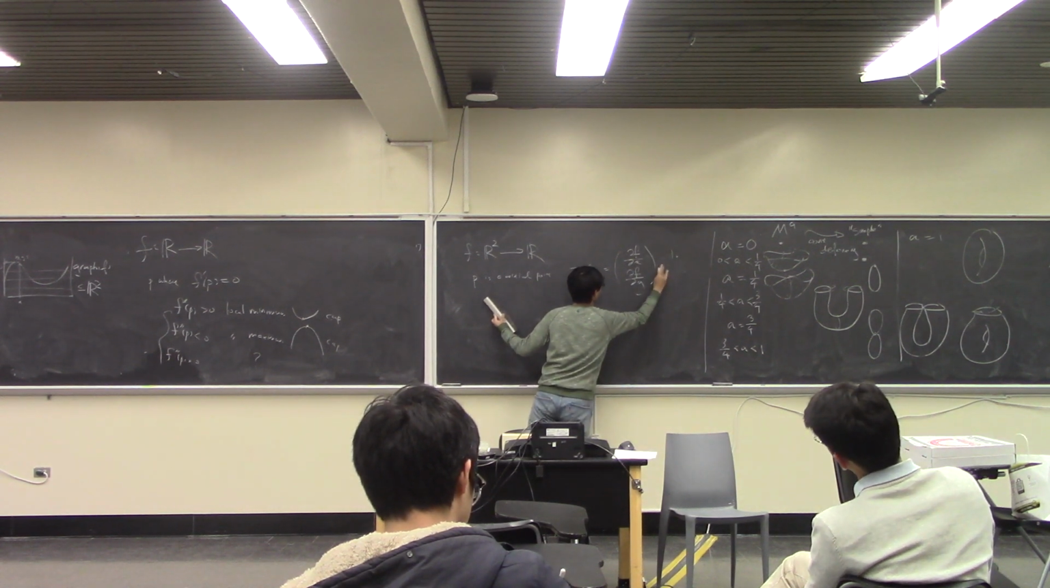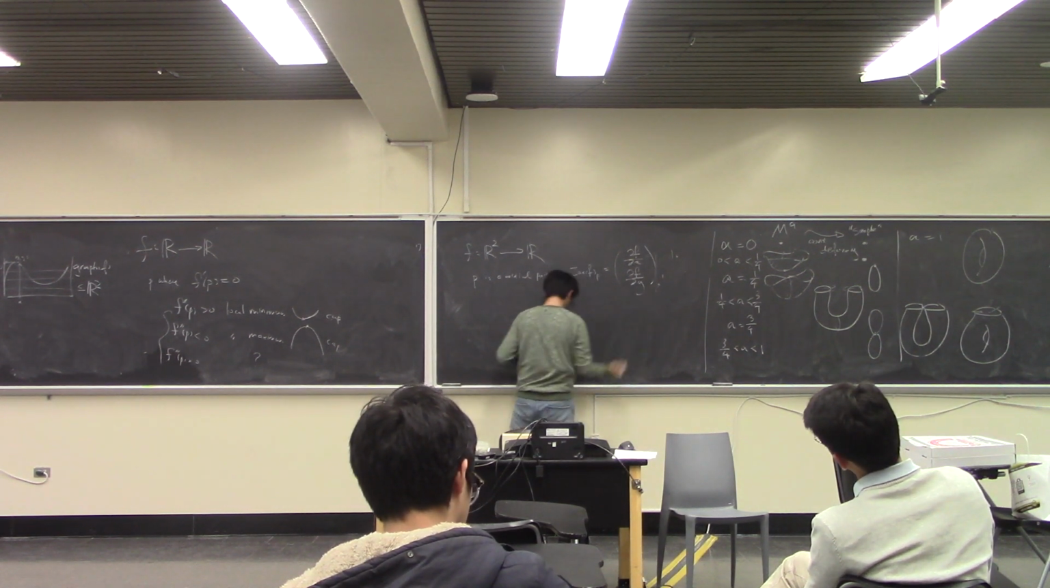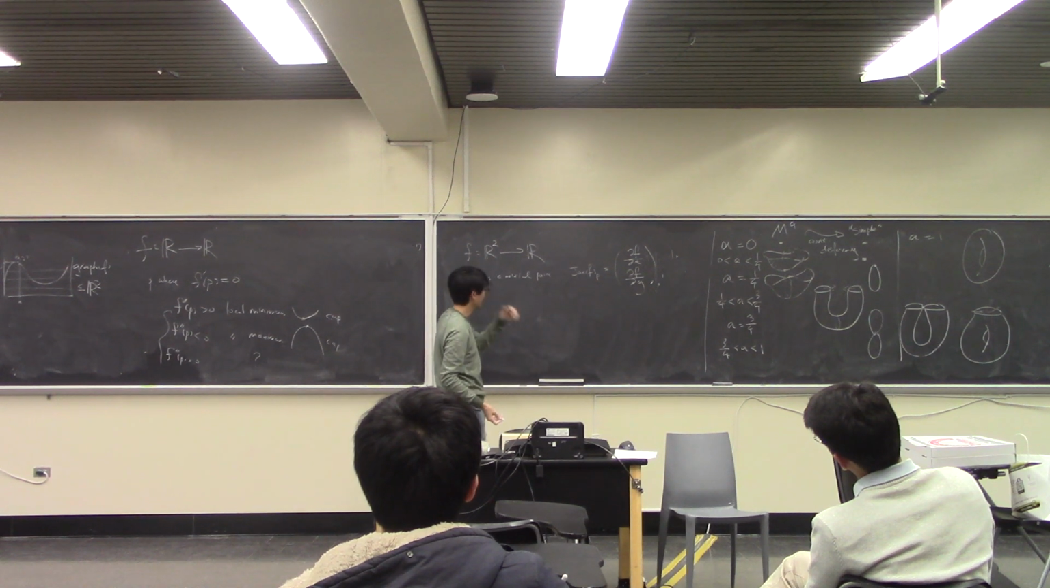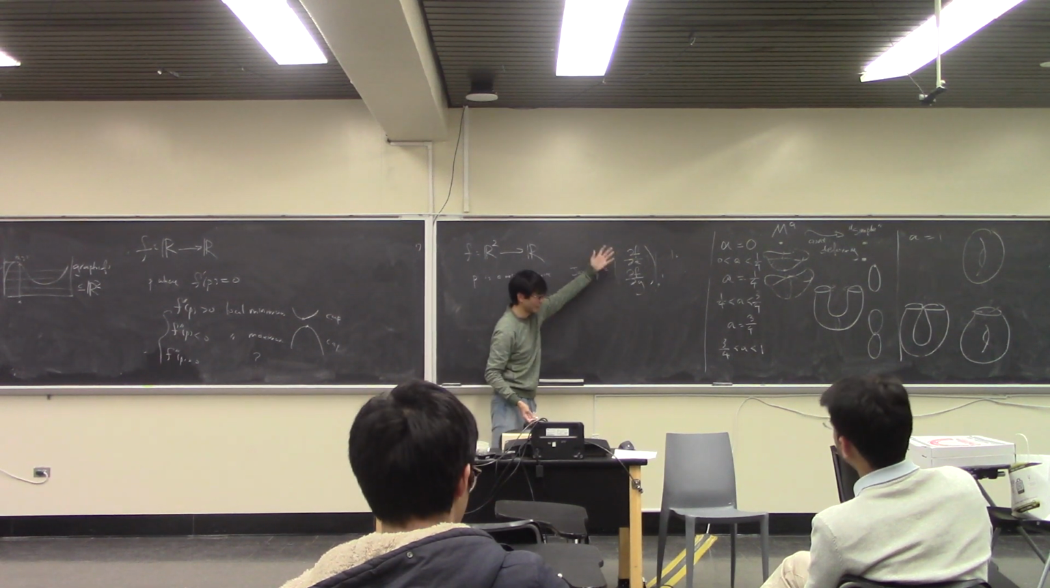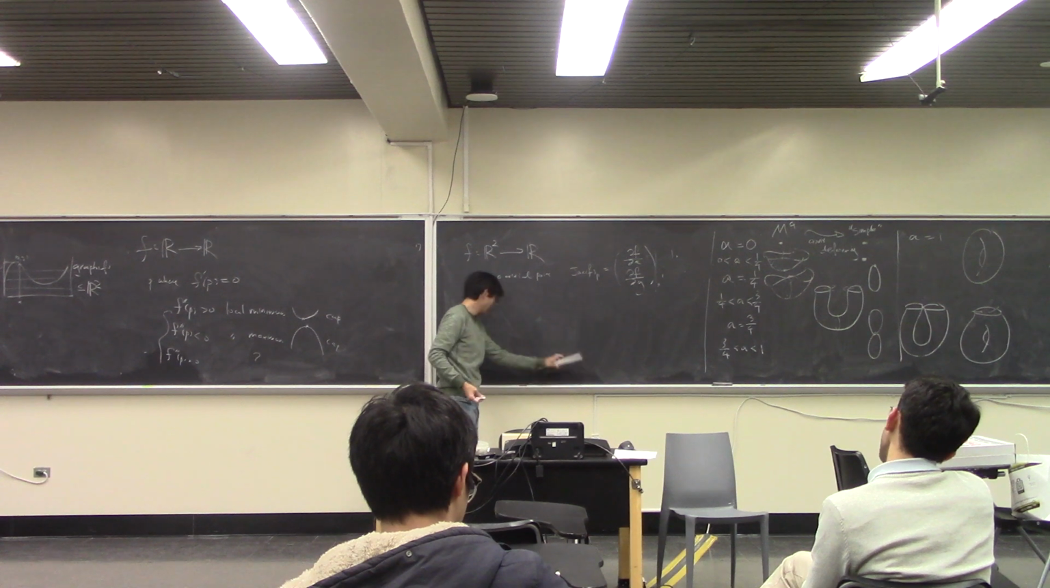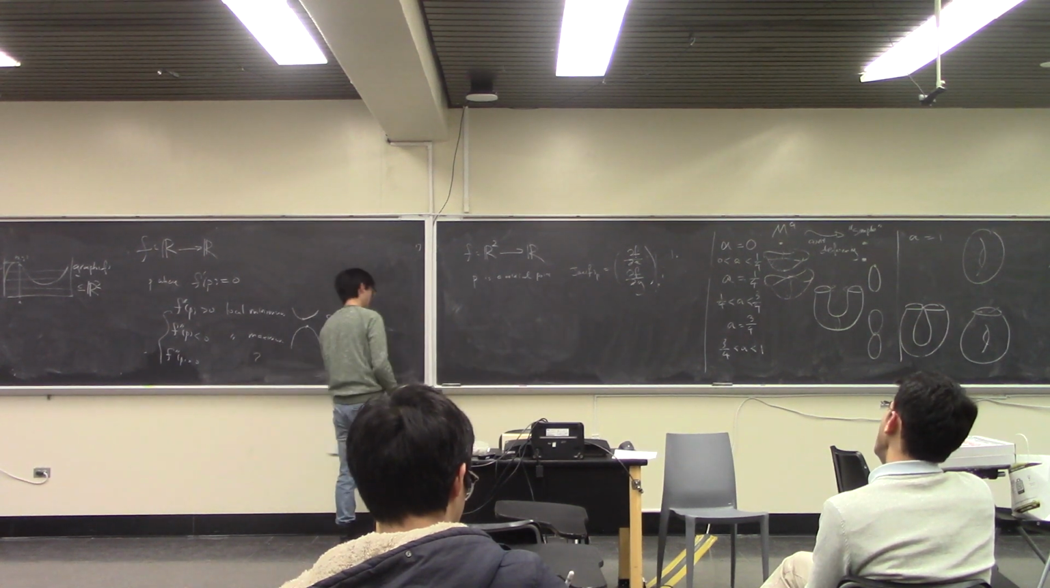Evaluated at p. So when we say it's a critical point, we mean that these entries will vanish. They all go to 0. And we can do a similar critical point analysis as that.